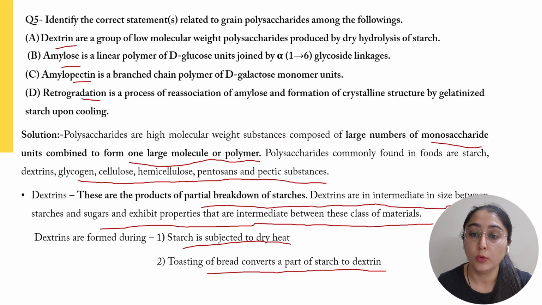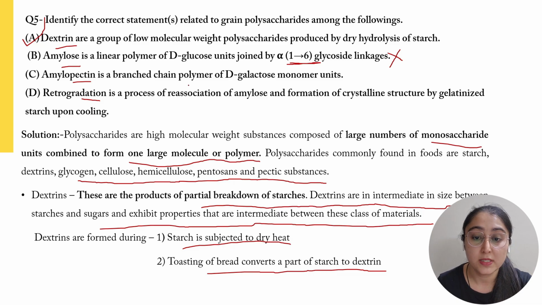Dextrin is a group of low molecular weight polysaccharides produced by dry hydrolysis of starch. This is the correct statement. As we have just seen, when dry heat treatment is given to starch, it breaks down into smaller components known as dextrin. Then it says amylose is a linear polymer of D-glucose units joined by alpha-1,6 glycosidic linkage. Now this is a wrong statement, as we have just seen that it is alpha-1,4 linkage.